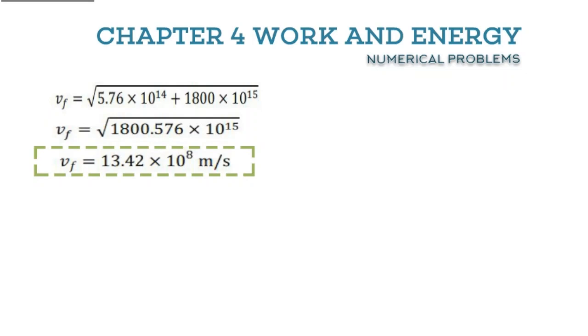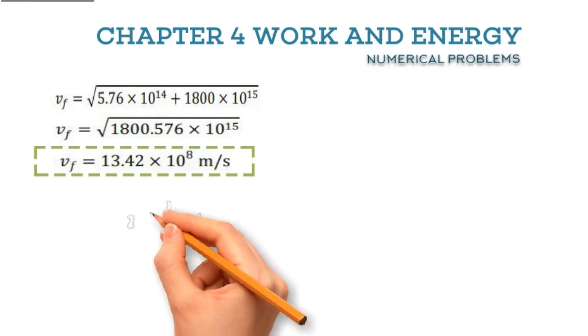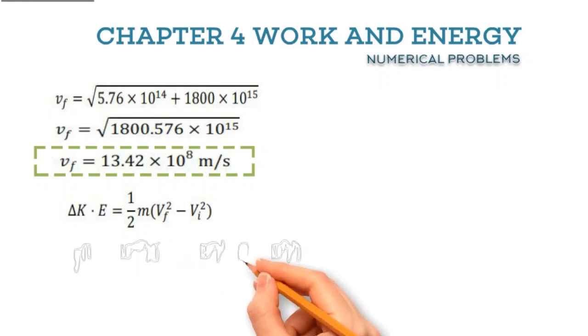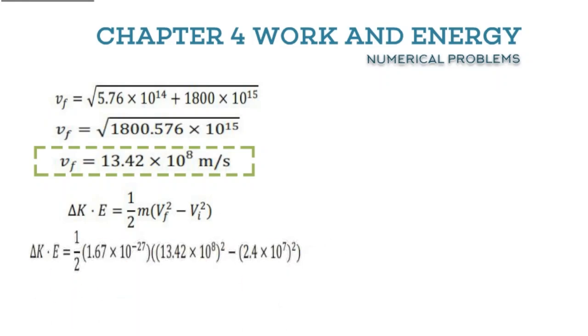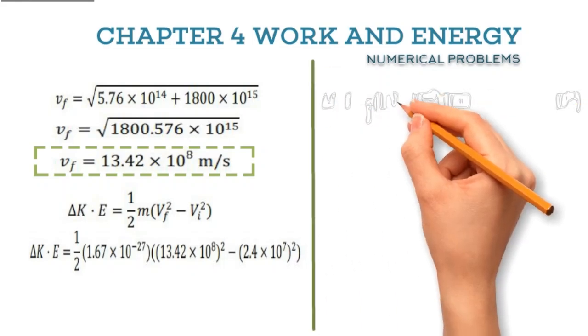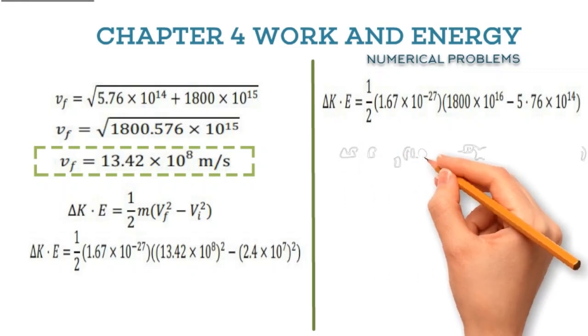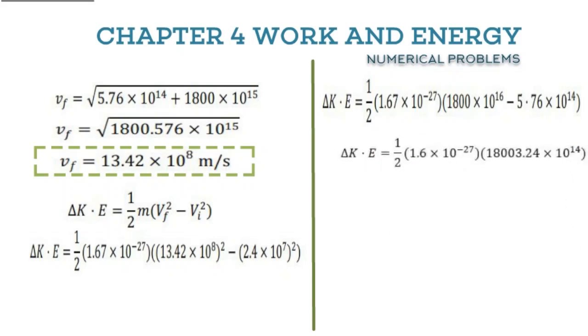Next, we calculate the increase in kinetic energy using the formula for change in kinetic energy. The formula is 1/2 of the mass times the difference between the square of the final velocity and the square of the initial velocity. Substitute the values. The final velocity squared is 13.42 times 10 to the power of 8 squared, which equals 1,800 times 10 to the power of 16. The initial velocity squared is 5.76 times 10 to the power of 14. The difference between these values is 1,805.184 times 10 to the power of 14 minus.